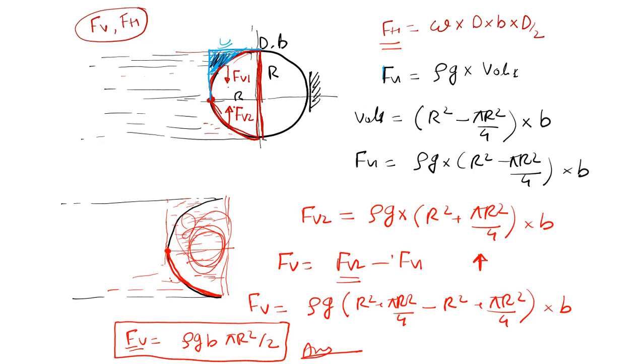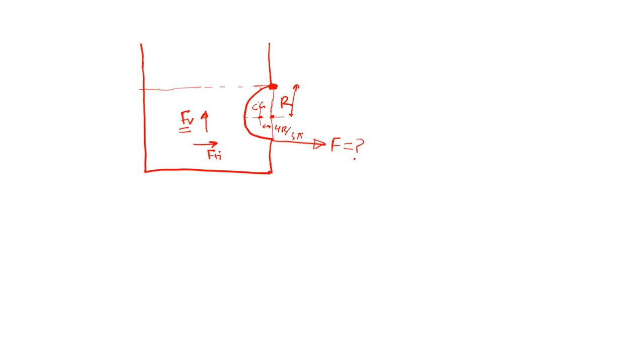So what will be the FH? FH, the horizontal force, will be applied somewhere here about the center of pressure. You have to evaluate that. And then the vertical force, FV, will be applied here, from the center of gravity, about this point.